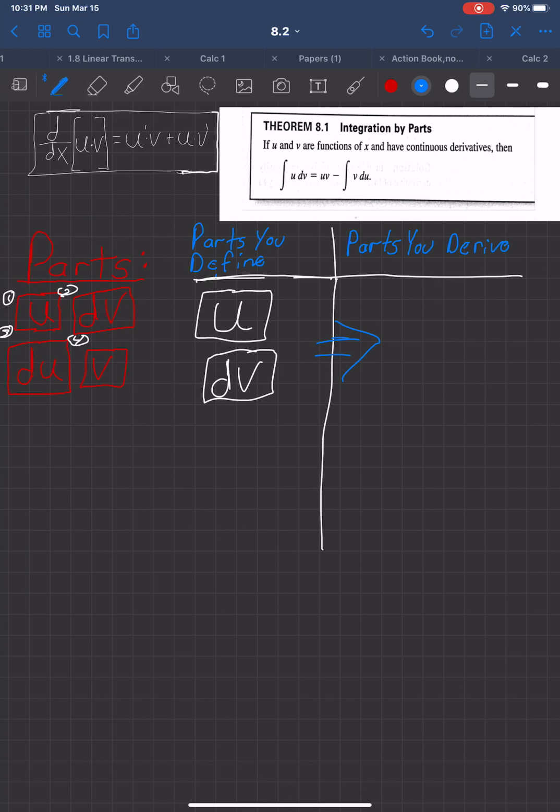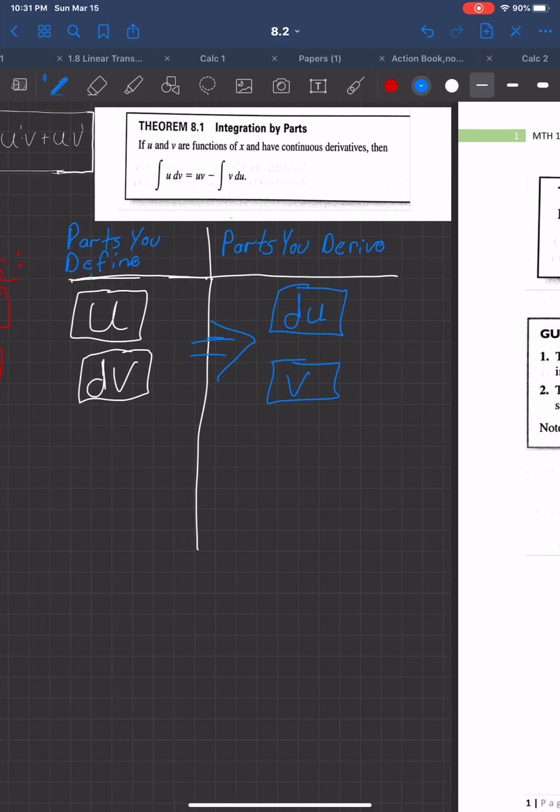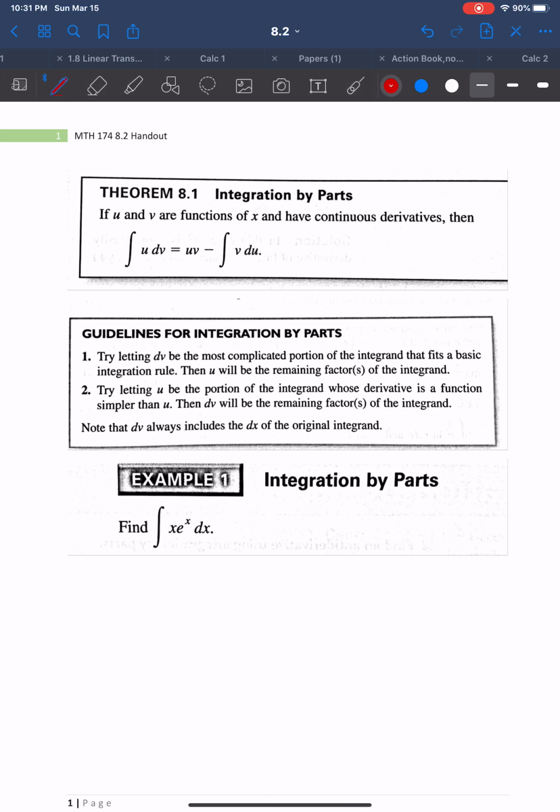So as a consequence of defining your u, defining your dv, the parts du and v will be what you have to derive. All right, no more theory, let's get to it.